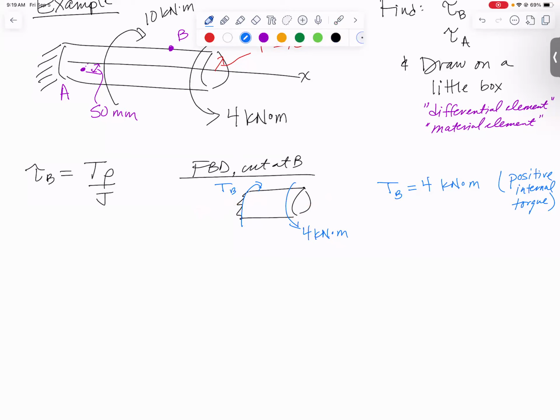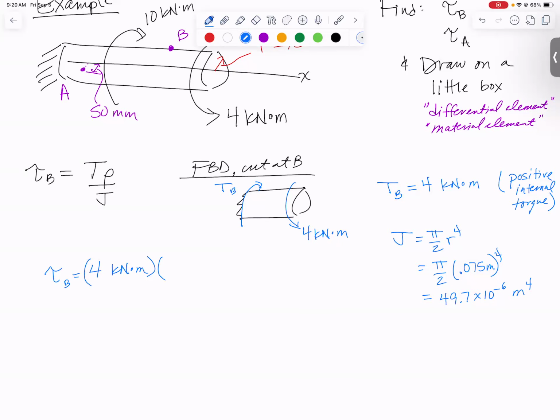So let's see if we can get the stress. To do that, I'm going to need J, so I may as well just calculate it once. J is pi over 2 radius to the 4th. What was the radius? 75 millimeters. So 0.075 meters raised to the 4th power gives me 49.7 times 10 to the minus 6 meters to the 4th. So we'll use that and we get tau B is 4 kilonewton meters.